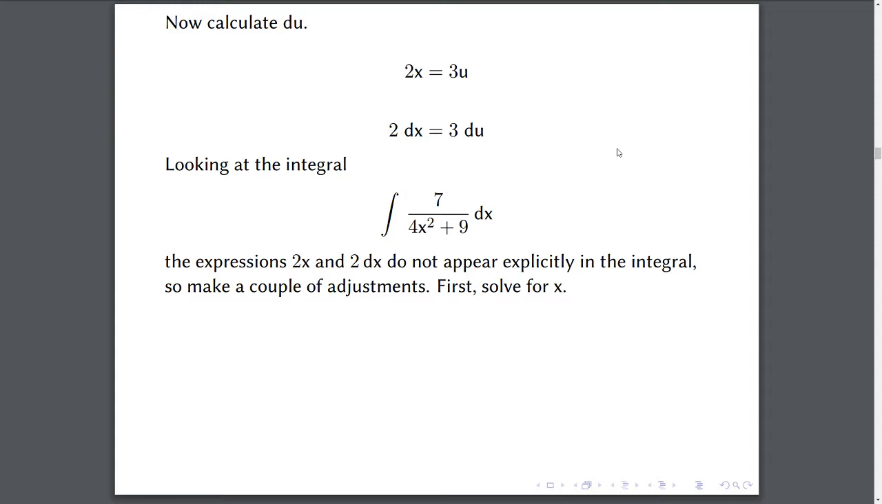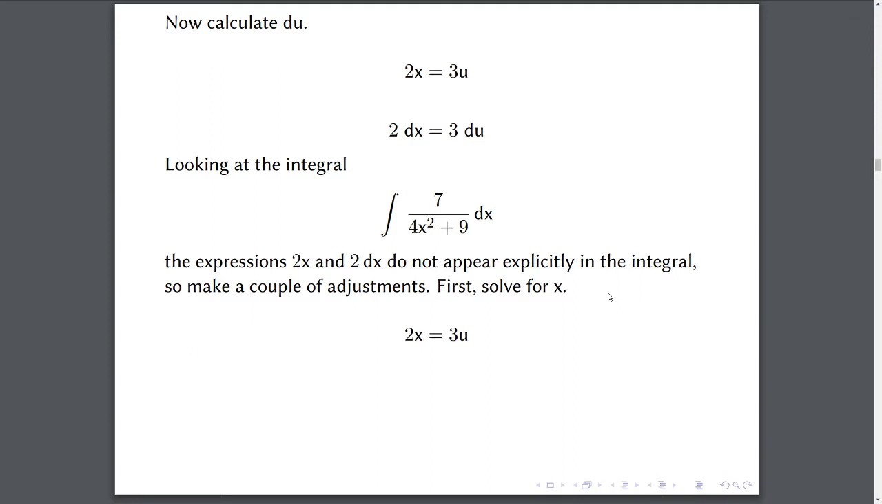Looking at the integral, a couple of things to notice. Number one, we don't have a 2x explicitly in here. You can make this so that it's a 2x, so if you see that possibility, you can go ahead and do that. Also, I have dx in here, but I don't really have 2dx. So I'm going to have to adjust both of these to make it easier to substitute. First thing I'm going to do is just solve for x.